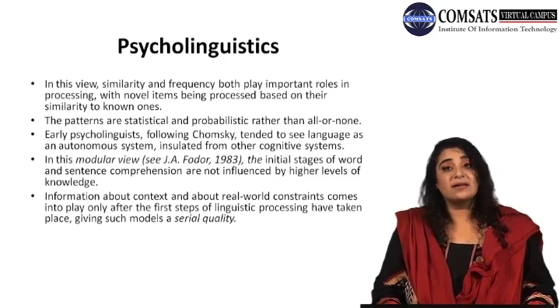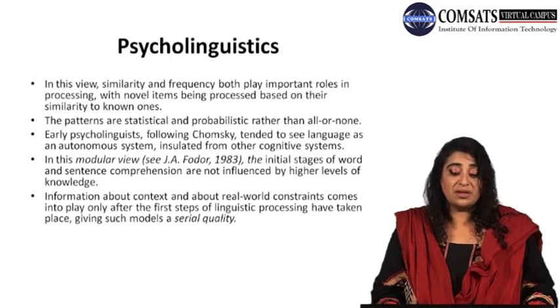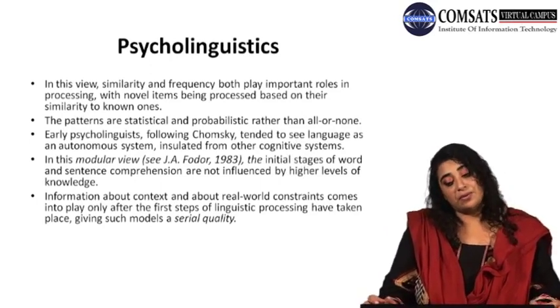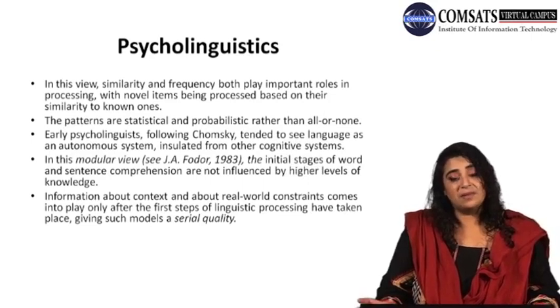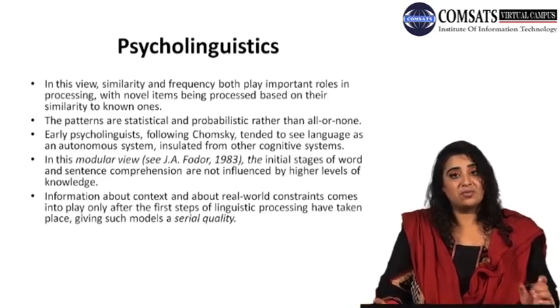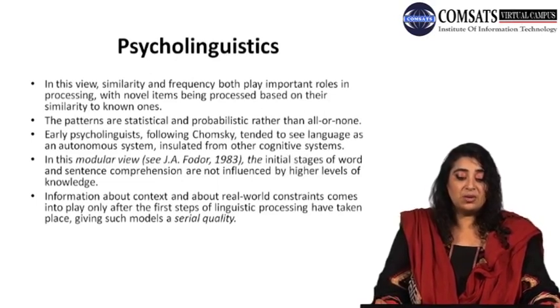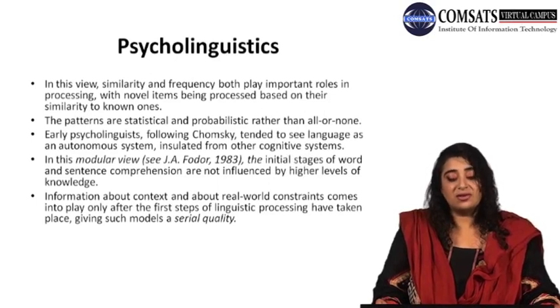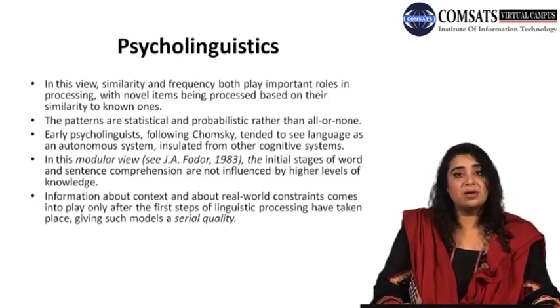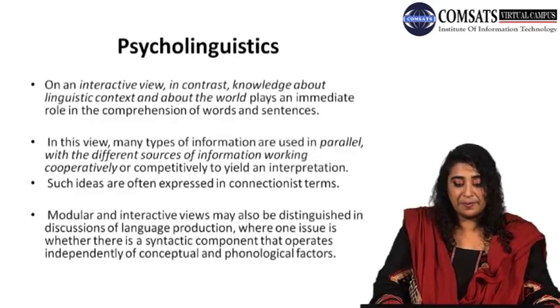Information about context and about real world constraints comes into play only after the first steps of linguistic processing have taken place, giving such models a serial quality. That means it comes into focus only after the first steps of linguistic processing have taken place. So a serial model is one by which we would process language.